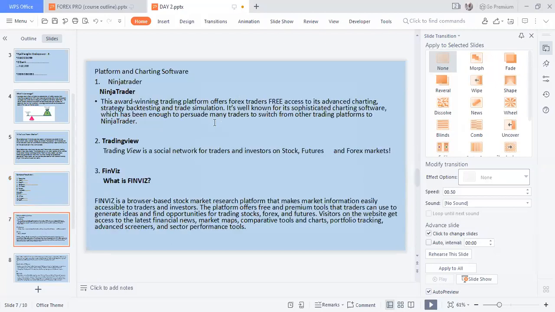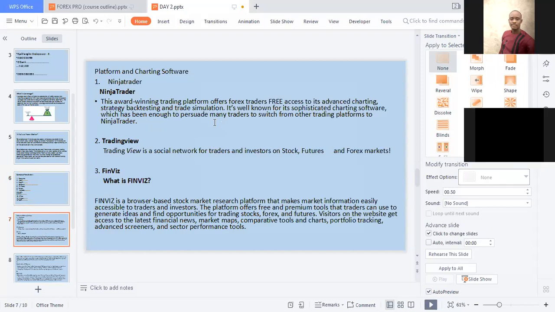The next one is platforms and charting software. We have NinjaTrader, we have TradingView, we have Finvix. What I like talking about mostly is TradingView because I work with TradingView almost every day of my life. TradingView is a social network for traders and investors on stocks, futures, and forex markets. Plus, TradingView is so efficient. But I will use day one of my advanced class to teach you everything about TradingView.